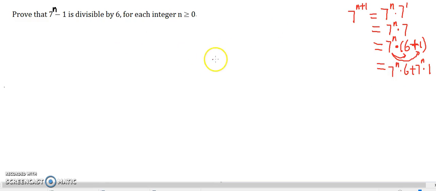Now, let's look at how we use mathematical induction to prove the statement that 7 to the nth minus 1 is divisible by 6. When we pick an integer n and plug it in here, we will get a number. For example, when n equals 0, let's do the first step, the basis step.